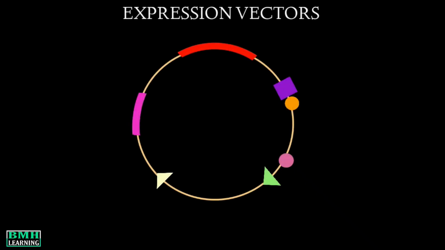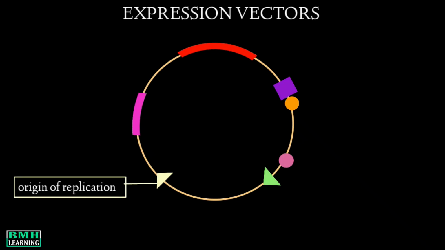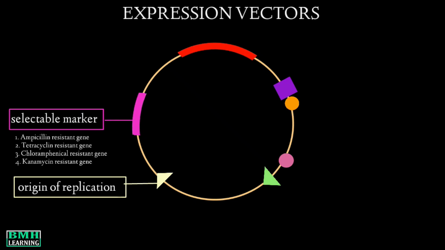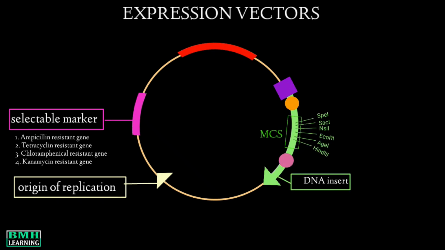So let's know about the different components and the elements which make this vector. First is of course the ORI, or the origin of replication, the sequences that allow their autonomous replication within the cell. Then we have the selectable marker, which helps in the identification of the transformed cells. These can be any of the ones being listed. Next element is the MCS, or multiple cloning site, also called a polylinker. It's a short segment of DNA which contains many restriction sites. The purpose of a MCS is that it allows a piece of DNA to be inserted into that region.